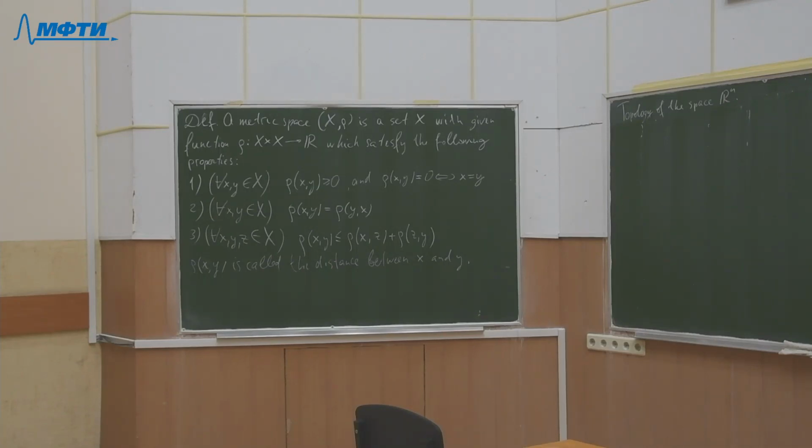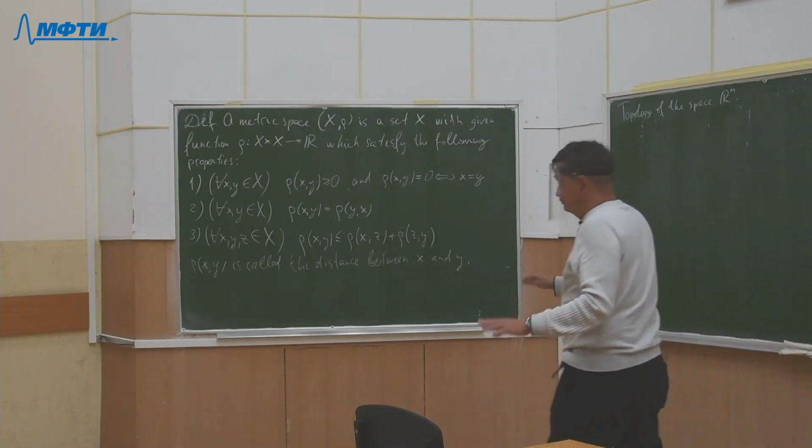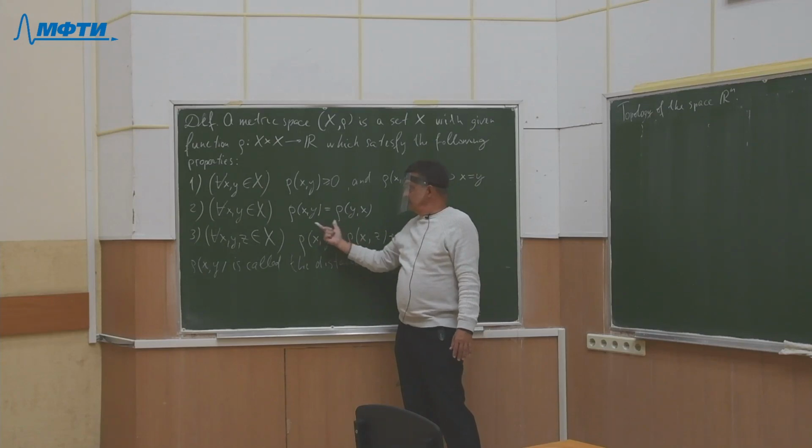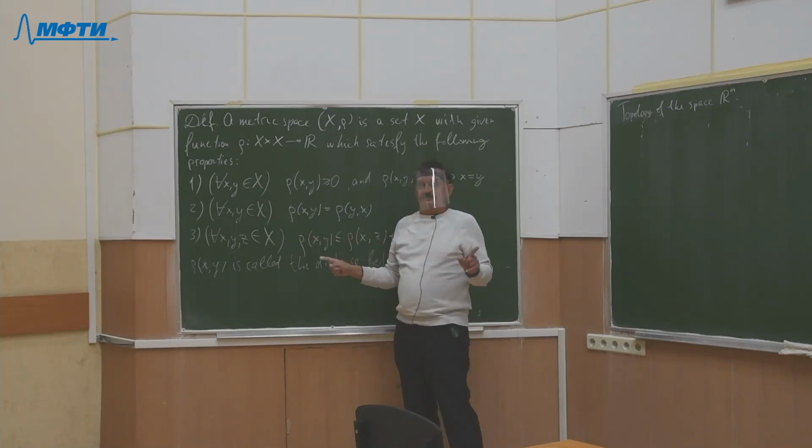Look, metric space. Nothing, just X is a set. Doesn't matter, no algebraic properties. You don't suppose anything, right? Nothing said about X. The only thing, you need somehow to measure distance between elements of this set.